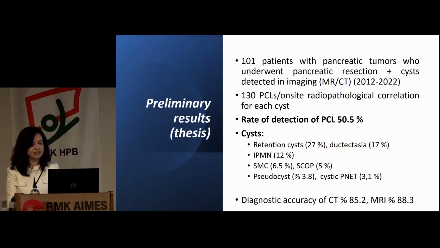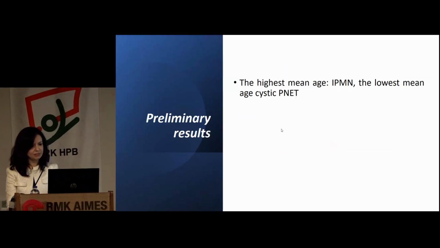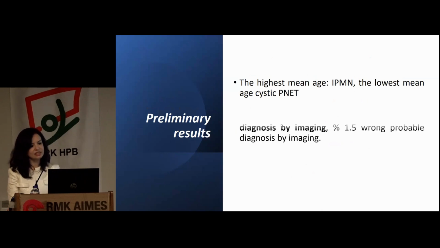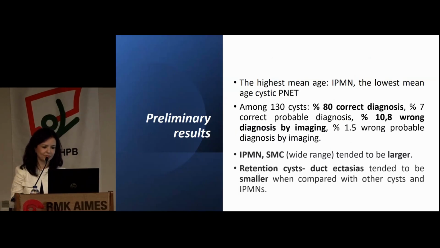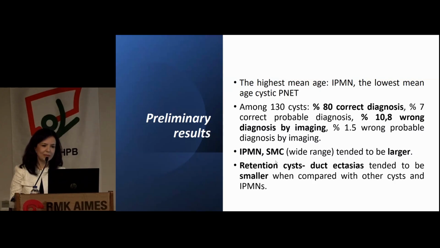The diagnostic accuracy of MRI was better than CT. The highest mean age was seen in IPMNs. On the other hand, the lowest mean age was in cystic PanNETs. Among all the cysts, CT, MRI, whatever is available, some of them were not optimal. We had 80% correct diagnosis and 11% wrong diagnosis when we compared it with pathology. IPMNs and SMCs were larger, retention cysts were smaller.